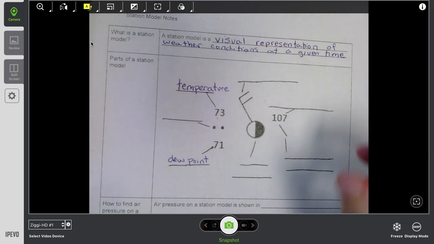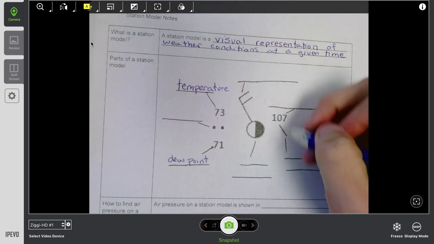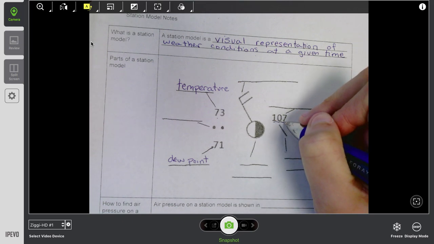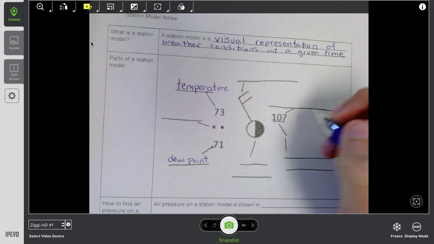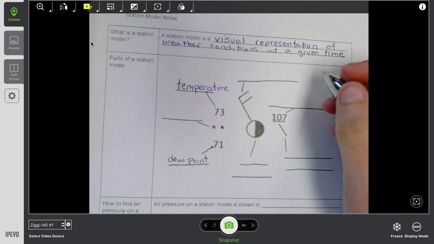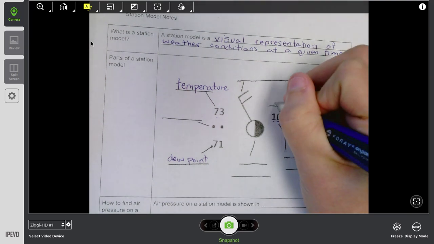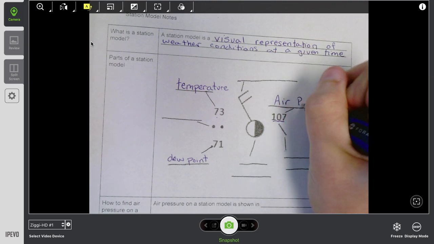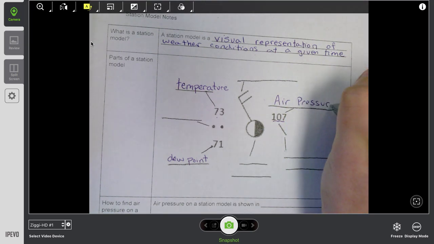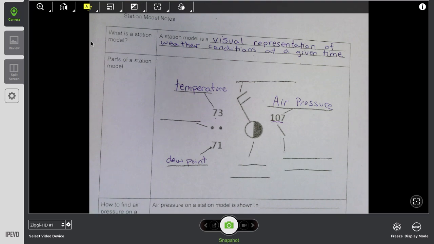More on that later. And our last number is this top right-hand number. It's always going to be three digits, and it's sort of misleading. We'll talk about it in the next section, but this is our air pressure. We are going to use that to determine if it's high pressure or low pressure.